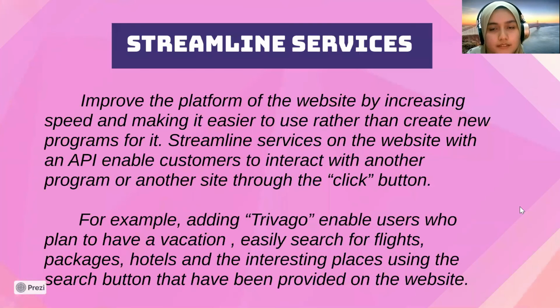The fourth API is the streamline services. It improves the platform of the website by increasing speed and making it easier to use, rather than creating new programs for it. Streamline services on the website with an API enable customers to interact with another program or another site through a click button. For example, when we add Trivago, it enables users who plan to have a vacation to easily search for flights, packages, hotels, and interesting places using the search button provided on the website.